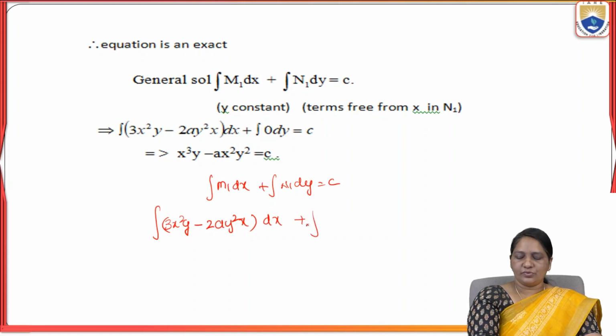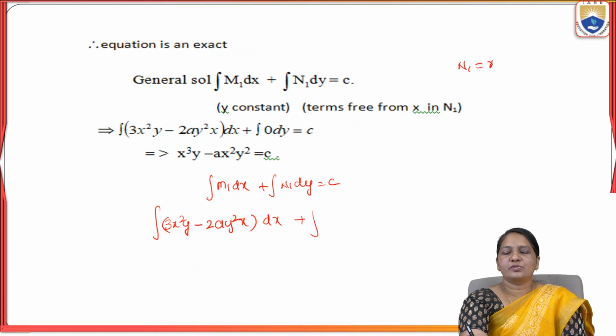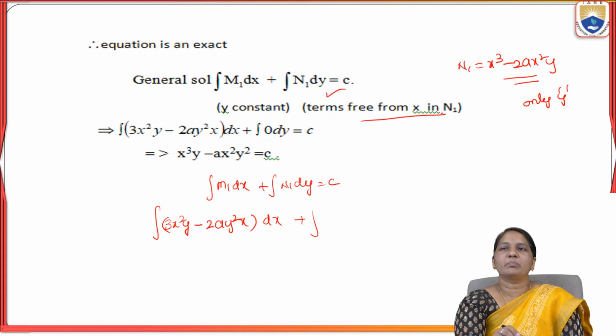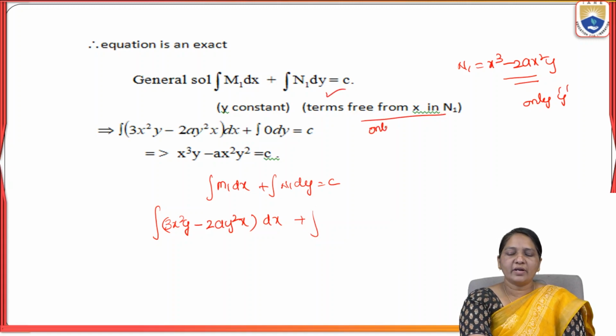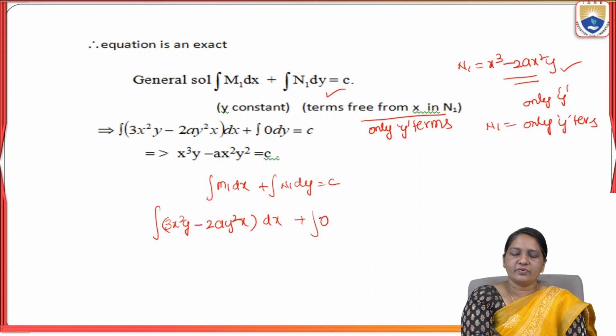What is the N1 value? The N1 value we already observed here: x cube minus 2ax square y. Here there is no possibility to separate the only y term. So for N1 we are going to take only the y terms, right? Here there is no possibility to separate a y term for N1. If there were a possibility to separate the y term, then we would take only the y term for the N1 value. So here there is no possibility, that's why we are taking 0.